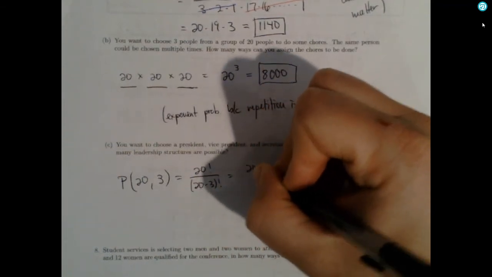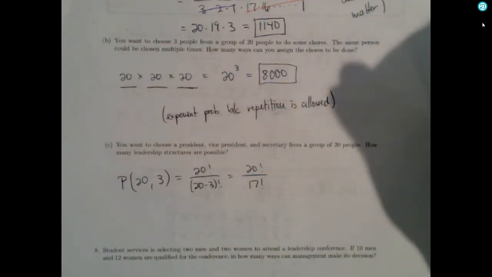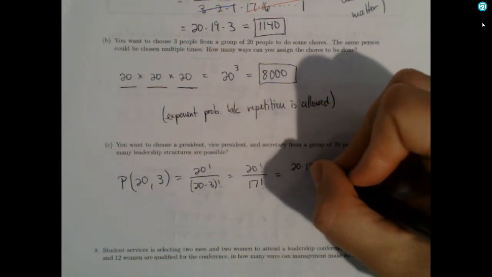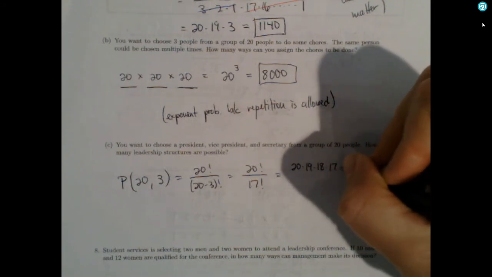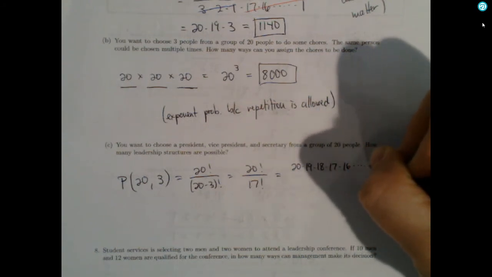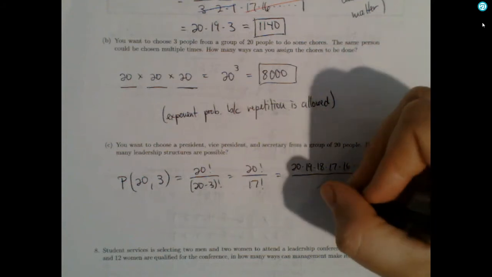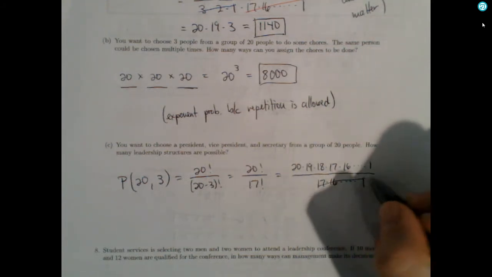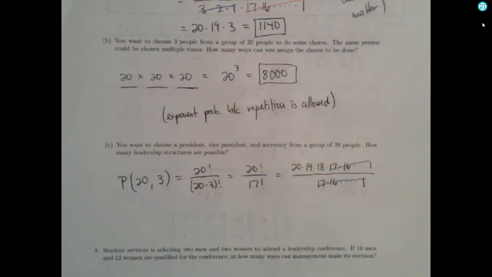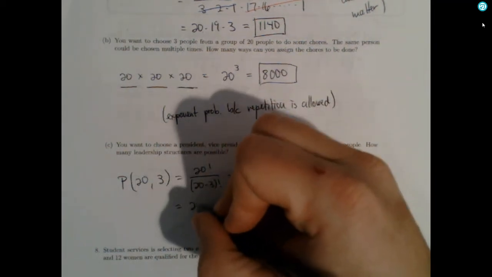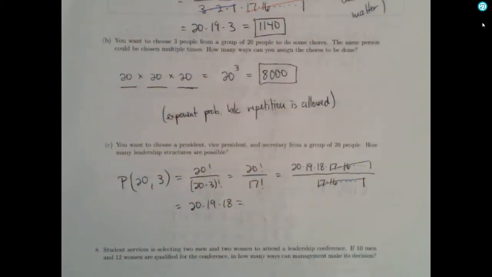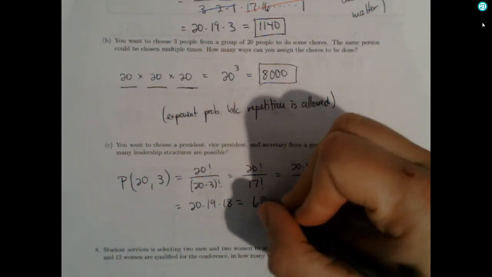So that's 20 factorial divided by 17 factorial. So that's 20 times 19 times 18 times 17 times 16 and so forth, divided by 17 times 16 and so forth. That's going to cancel that. You're left with 20 times 19 times 18, which comes out to 6,840.